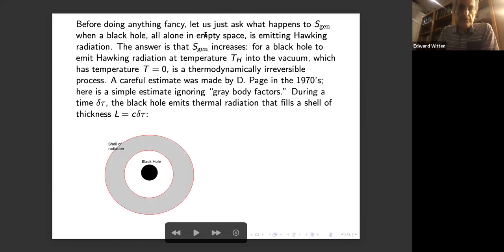So here's the picture. The black hole is this black blob in the center. During a time delta tau, it emits outgoing radiation that fills a certain shell, whose thickness is c delta tau, and how far it is from the black hole depends on how far in the past from when we look at it was the time interval delta tau that we're talking about.